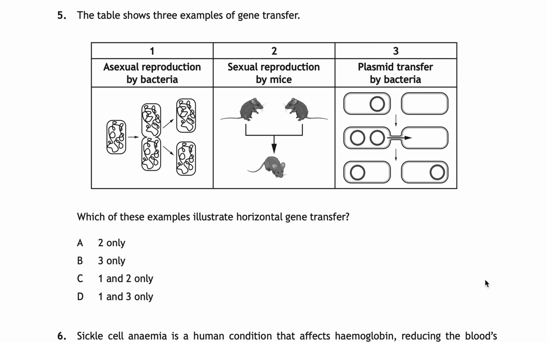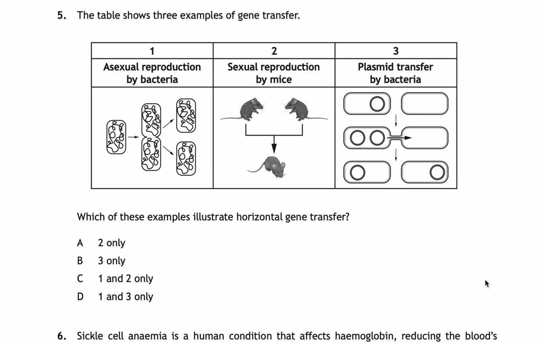For question 5, we have 3 examples of gene transfer. You have asexual reproduction by bacteria, sexual reproduction by mice, and plasmid transfer by bacteria. The question asks you, which of these examples illustrate horizontal gene transfer?